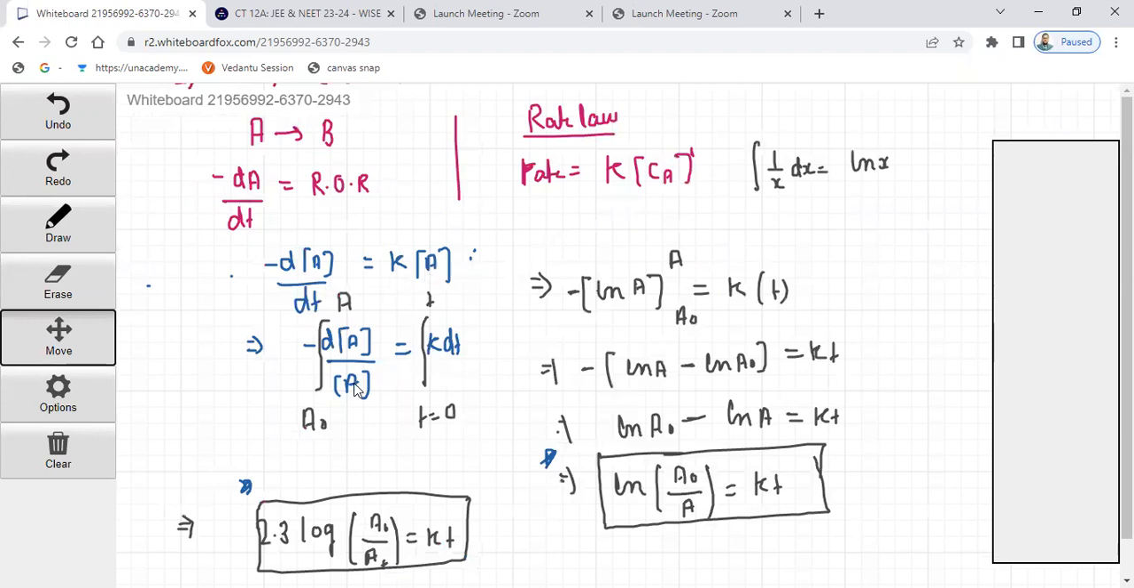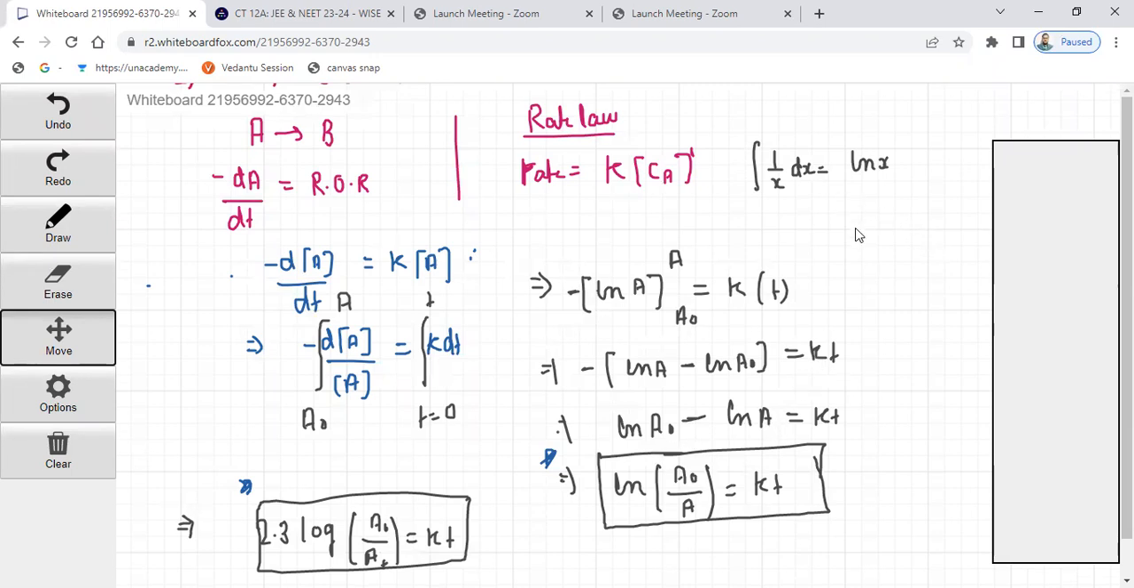If we cross multiply, we get dA divided by A is equal to K into dt. At time t is equal to 0, this is the A naught value. At time t, this value is equal to A. Integrating, minus ln A from A naught to A is equal to K into t, so minus ln A plus ln A naught is equal to K into t. If you multiply by minus, you will get log A naught by log A value.